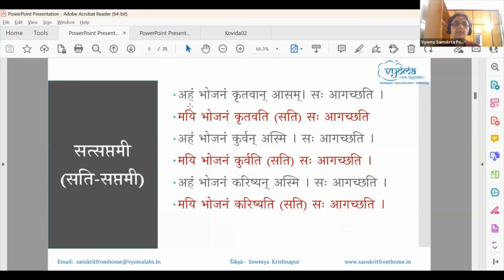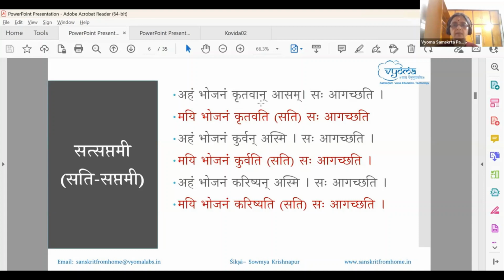So the first example given here is Aham bhojanam kritavan asam saha agacchati. Mai bhojanam kritavati sati saha agacchati. So this is a usage of Sati Sapthami. Here there are two sentences. Aham bhojanam kritavan asam: I had eaten. Saha agacchati: when I had completed the eating, he came. He comes. Saha agacchati. Mai bhojanam kritavati sati.